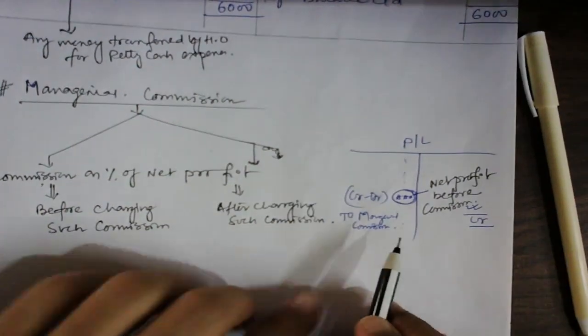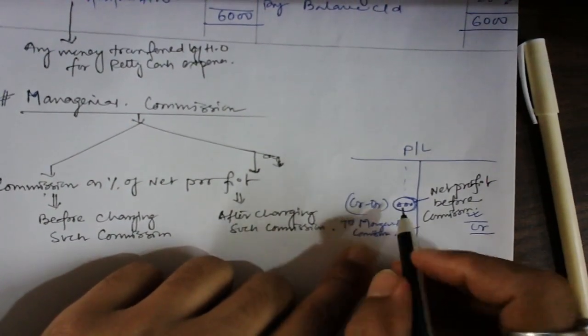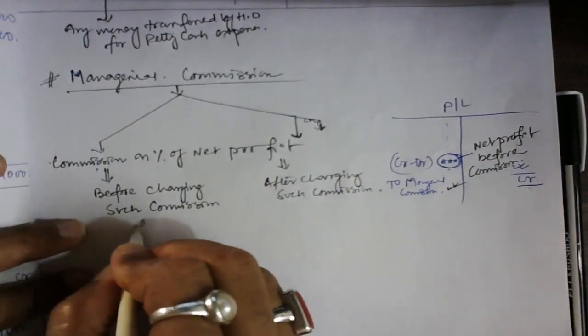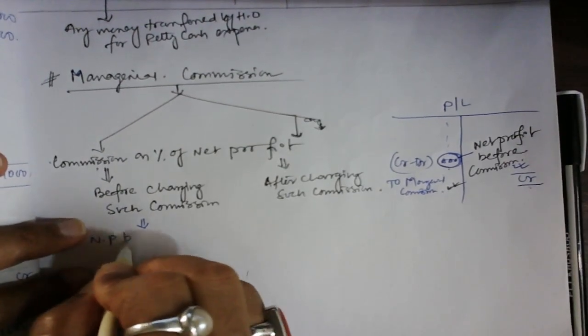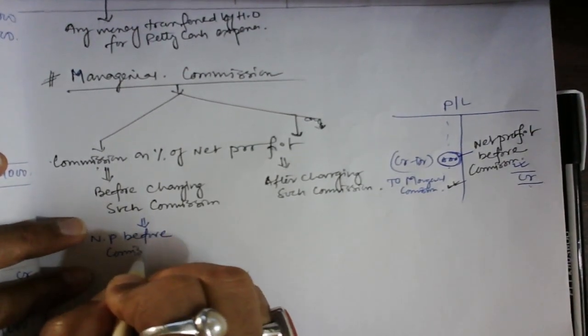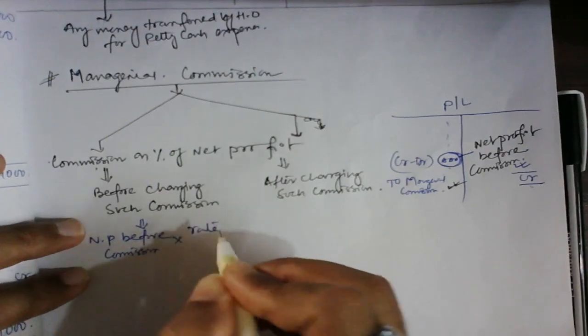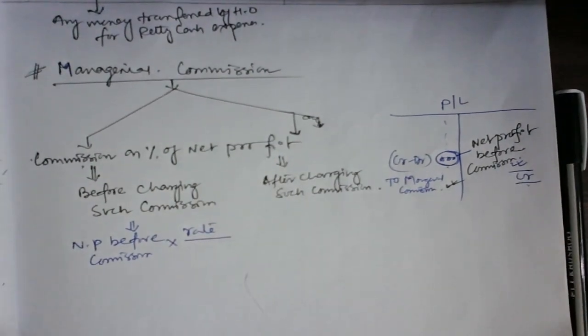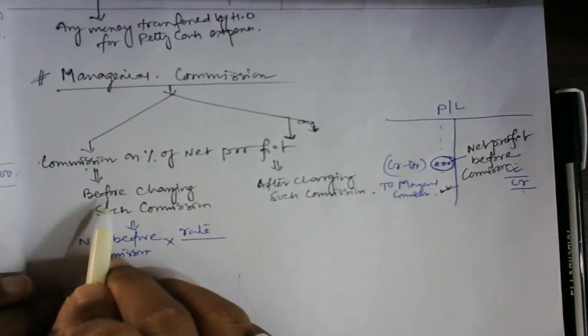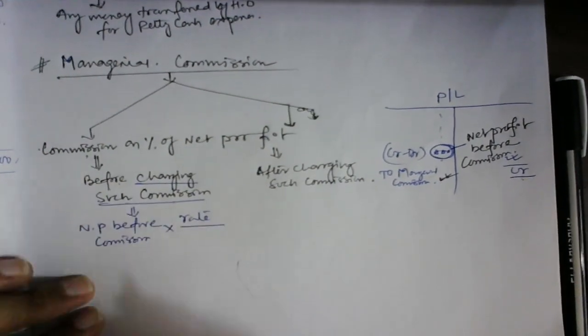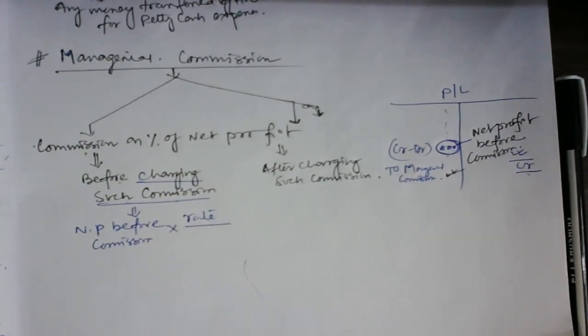So the commission will come part here, but before that you have to calculate credit minus debit. So any net profit you are going to get, this net profit, NP before commission, into whatever the percentage, so let's say percentage rate, divided by... see, net profit before commission into rate, as it is called before charging such commission, it means before charging such commission you have to give the commission. Before charging the commission you have to calculate the commission based on the only profit.